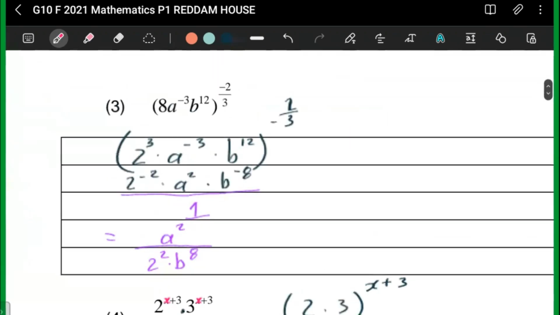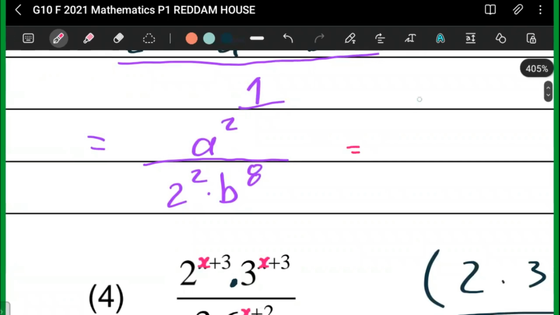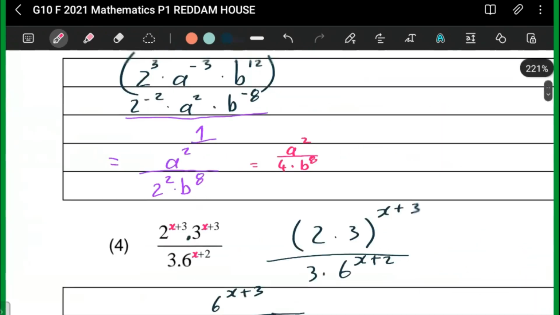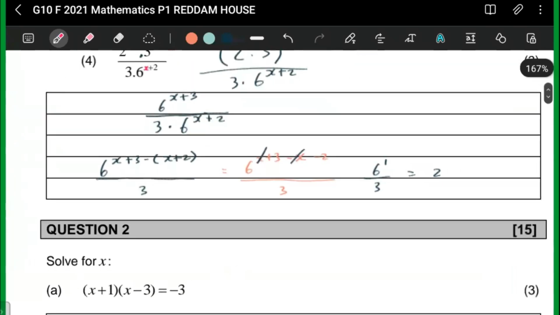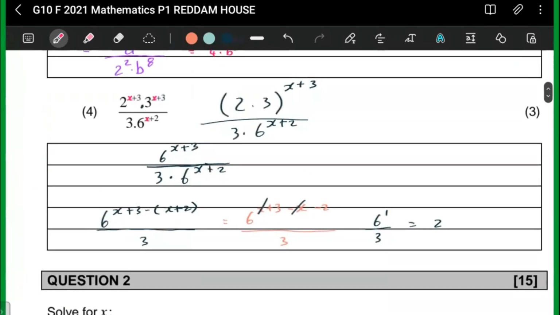Out of nowhere, I'm just looking at this and I'm like, wait, we can just have here a squared. 2 squared is a 4, and then b here, power of 8 can just be there. I don't know how I just ended up thinking of that. But anyways, moving on to question number 2.